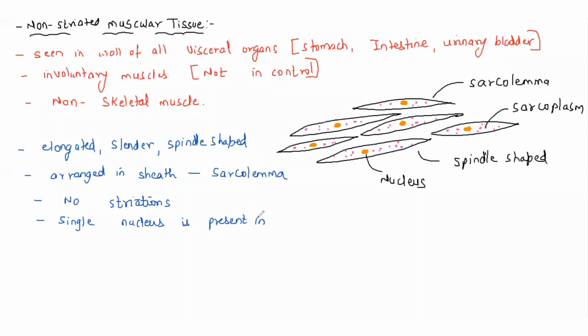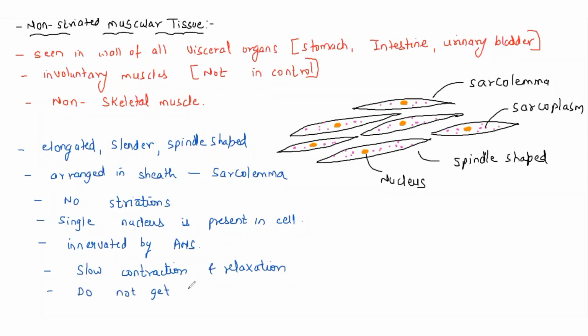A single nucleus is present in the cell, and they are innervated by the ANS. What is ANS? It is the autonomic nervous system, the system that is not in our control. It has parasympathetic and sympathetic nerves. It shows very slow contraction and relaxation. Here I can say that the non-striated muscular tissues do not get fatigued, they never get tired. But striated muscular tissue gets fatigued, it gets tired, because there is very fast contraction and relaxation.